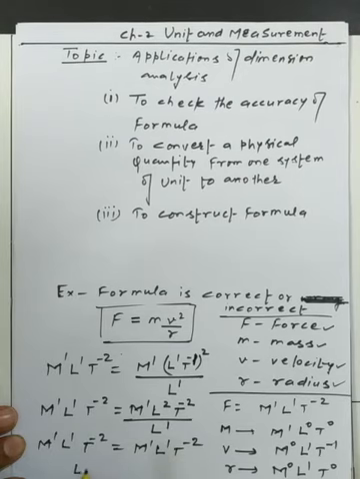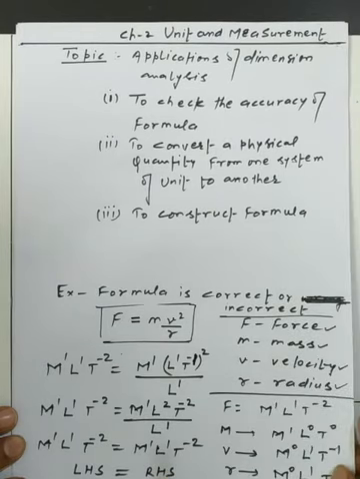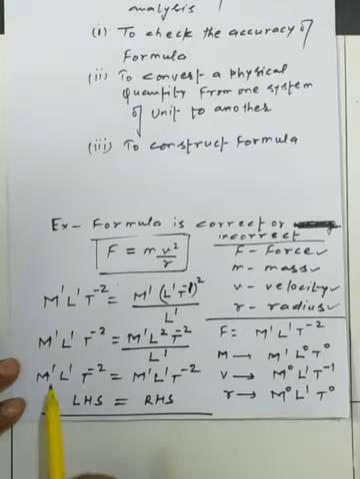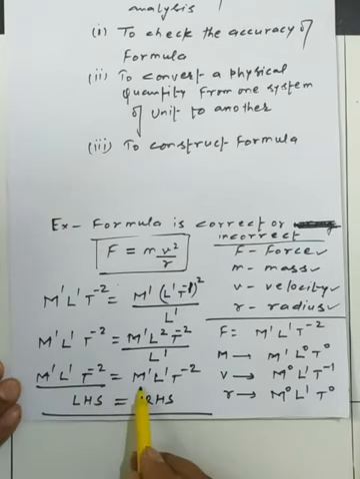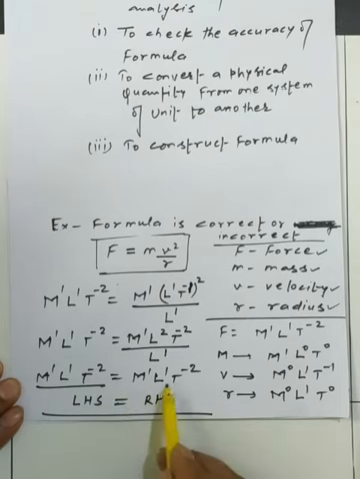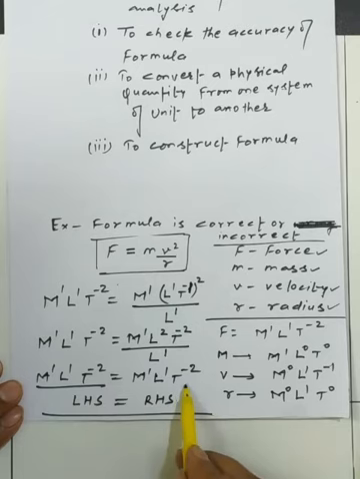So LHS is equal to RHS when we compare. So the formula which is given to us is correct. Here the power of M is 1 on the right hand side, and M is 1 on the left; L is 1 on the right hand side, and L is 1 on the left; T has the power minus 2, and in the RHS T is also minus 2. So this is the correct formula.